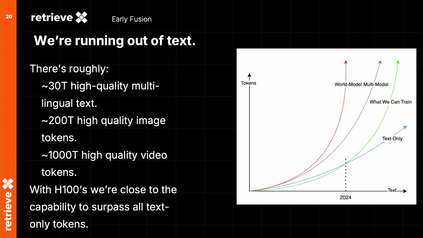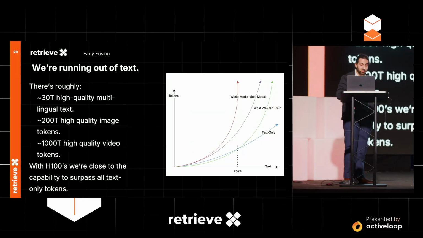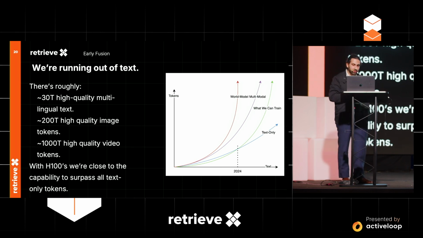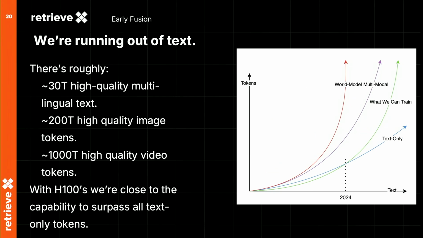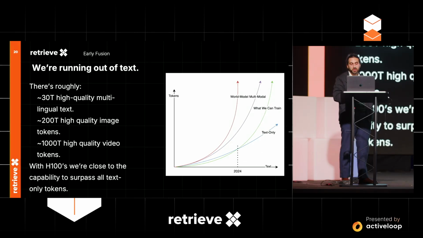And again, I want to start off by thinking about first principles when it comes to training very, very large models. The key realization that we had about a year and a half to 2 years ago when we started working on this was that in general, we're running out of text. If you remove synthetic data generation, there's maybe 30 trillion very high quality multilingual tokens on all of the web. If I scrape all of the web, I'll probably be able to extract about 30 trillion tokens. For some context, Llama was trained with 15 trillion tokens. So essentially with H100s at scale, we're close to surpassing all the text-only tokens that exist in the whole world on the web.